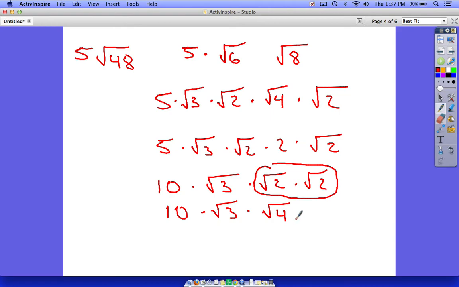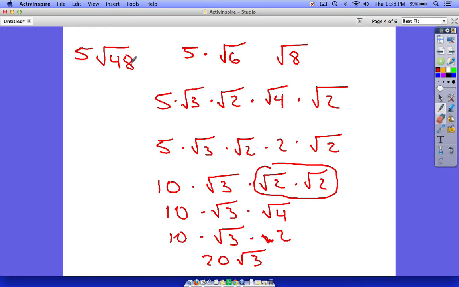So now, using your knowledge of perfect squares, 4 is a perfect square. The square root of 4 is 2. So now I'm going to write 10 times the square root of 3 times the square root of 4, which is 2. 10 times 2 is 20, square root 3. That would be your final answer. We can't do anything with this right here, so that should be your final answer. We could multiply these together to get a perfect square number, so we did.